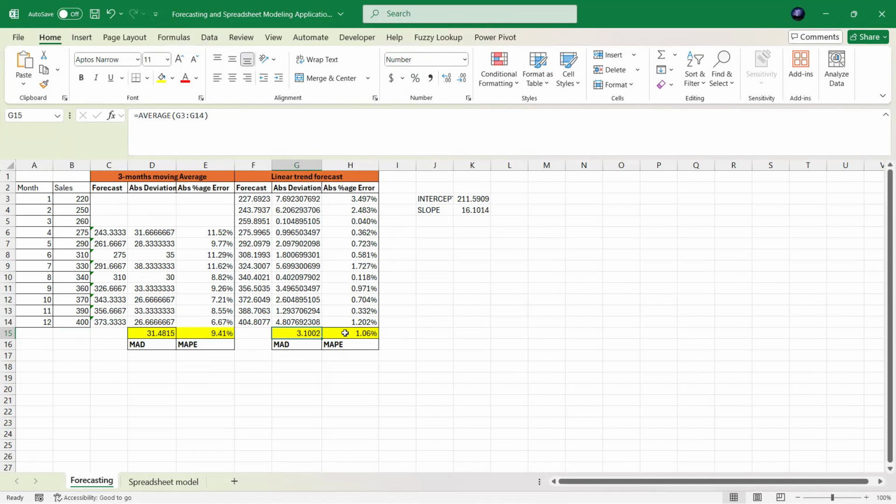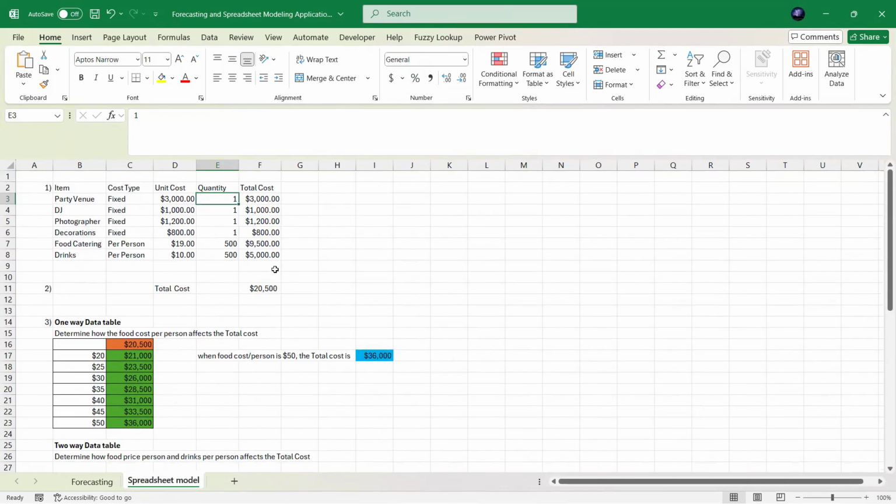So now, on the spreadsheet model, with reference to cell F11 to cell B16, I created a column of values from 20 to 50 with an increment of 5 in cell B17 to B23. I then select the cell range B16 to C23 and go to the data table and select column value D17. The one-way data table shows how food cost per person affects the total cost.